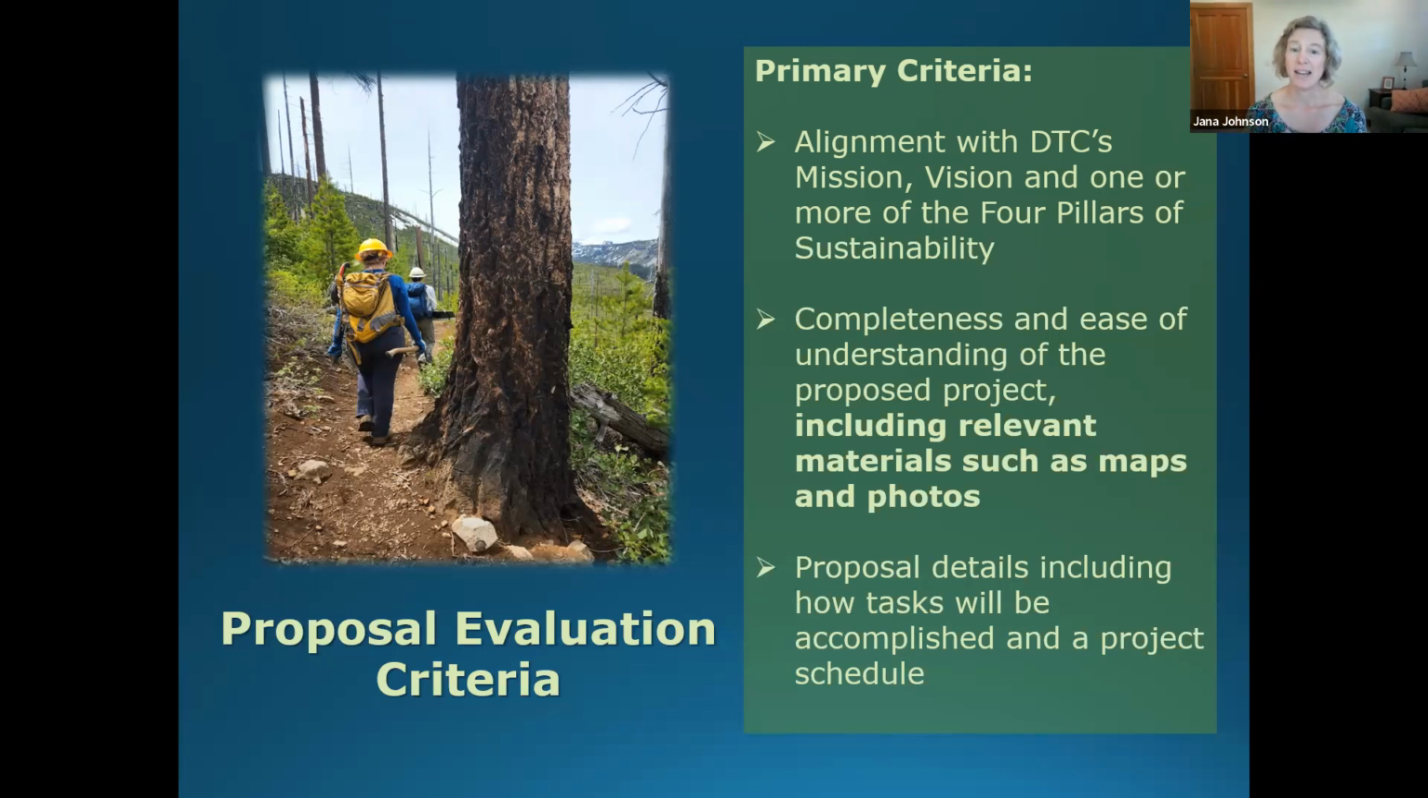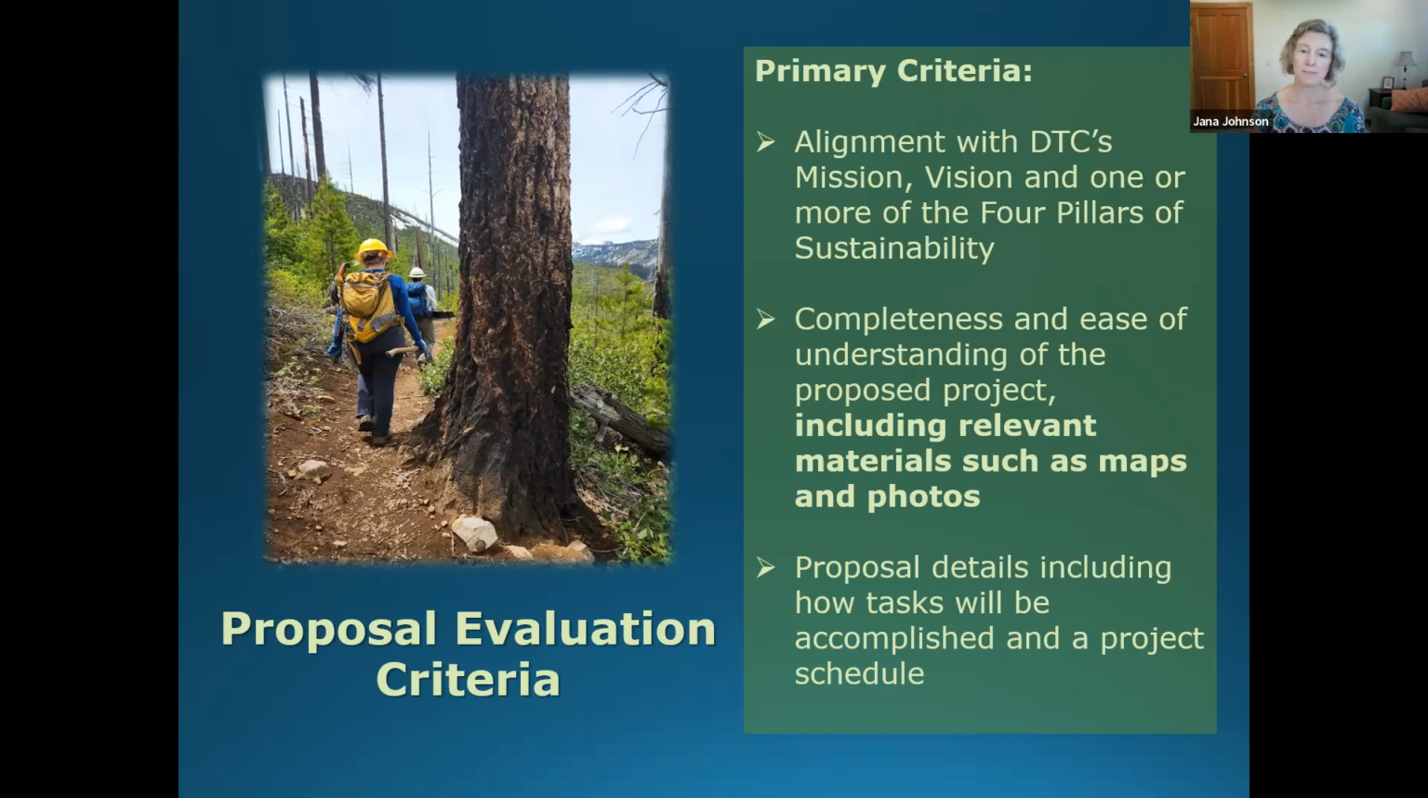Completeness and ease of understanding of the proposed project, including relevant materials such as maps and photos. This is a really important one when you've got a team, and maybe some of you have been in this position looking through all the applications and the materials. You want to have a clear understanding of what the project is, where it's taking place, what's entailed, the budget portion of it, those things. So a required criteria really is to have a well put together application that's easy to follow, has all the relevant information that we need.